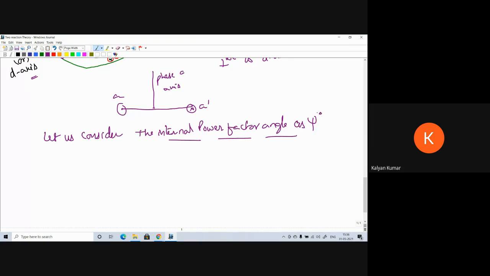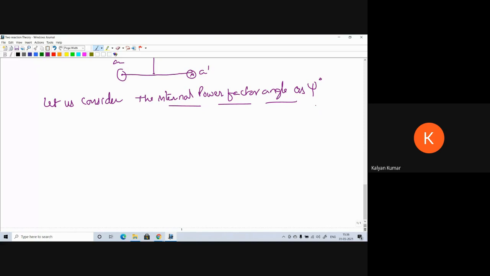What is power factor angle? The cosine of the angle between voltage and current, sir. That is the power factor. So the angle between voltage and current is the power factor angle. So theta is the power factor angle.